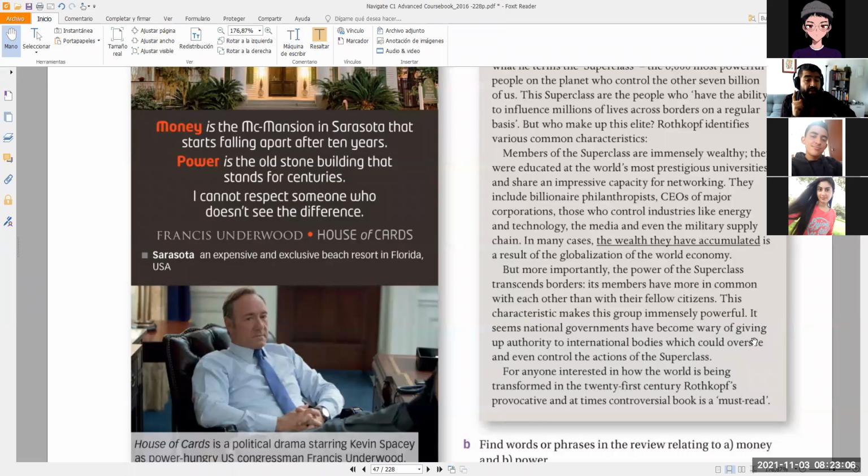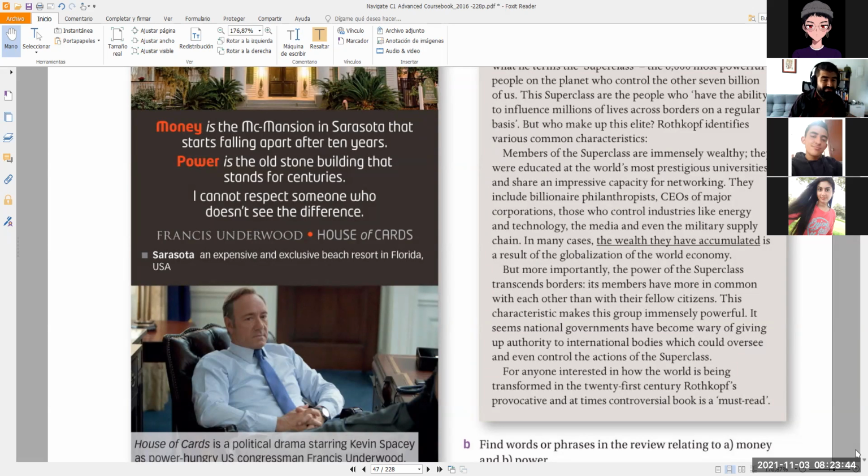This characteristic makes this group immensely powerful. It seems national governments have become wary of giving up authority to international bodies which could oversee and even control the actions of the superclass. You see, so what they say is that this superclass is super powerful and they have influence. And their influence transcends borders. So it's not like this person is powerful just in Colombia. No, they are powerful, but they have these huge networks.